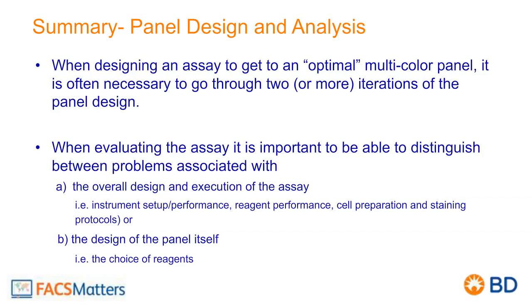So, in summary, when you think about panel design and analyzing it, when designing an assay to get to an optimal multicolor panel, you will often have to go through two or more iterations. The tools we have, like the RIM and the GPS, are designed to help you minimize the number of iterations you need to go through, but I will guarantee you, you will always go through a couple of iterations, unless you get really lucky.